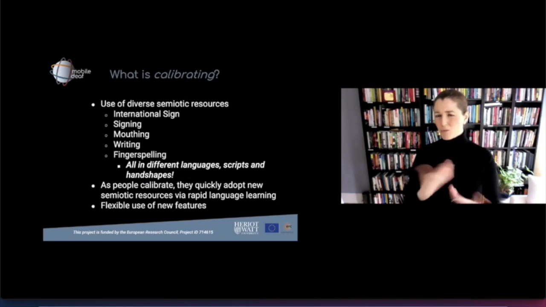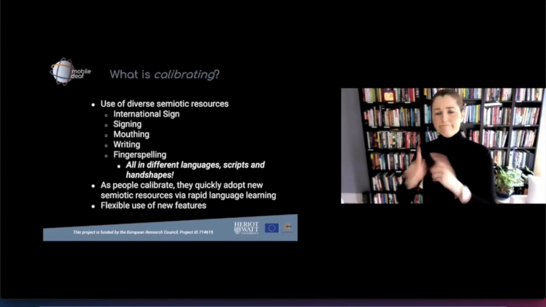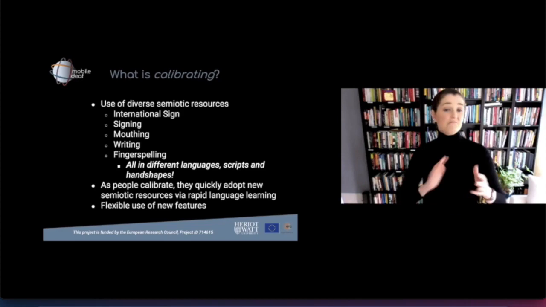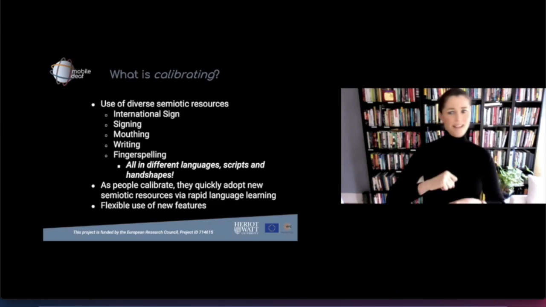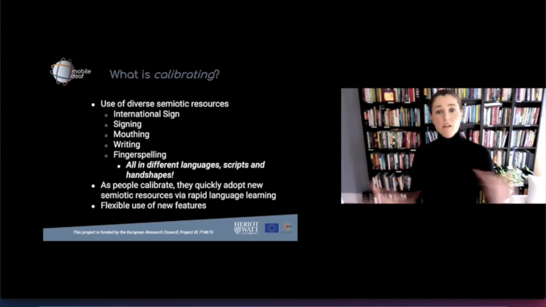So what do we mean when we talk about calibrating? Essentially, this means the use of diverse semiotic resources, such as the use of international sign, signing generally, mouthing, writing, or fingerspelling, and this can be using different scripts or handshapes, one and two-handed. And as people calibrate, they quickly adopt new semiotic resources, and they do this via rapid language learning. And one of the things we see is that there's a flexible use of these new features that they learn.